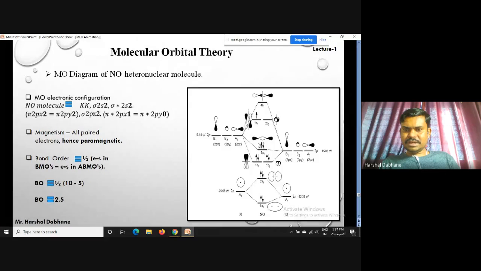Here, z undergoes internuclear axis overlapping, see here. So we get the sigma orbital, that will be sigma 2pz, and this one is pi 2px and pi 2py. So this is x and this is y. This is the indication of the lateral overlapping of these orbitals. So this is lateral overlapping.